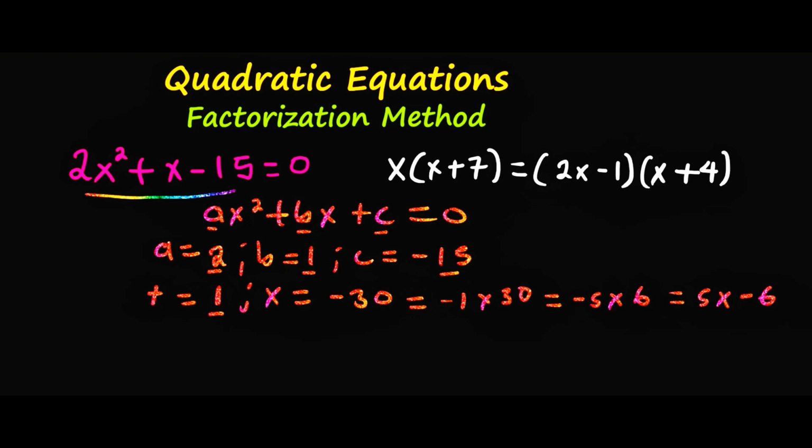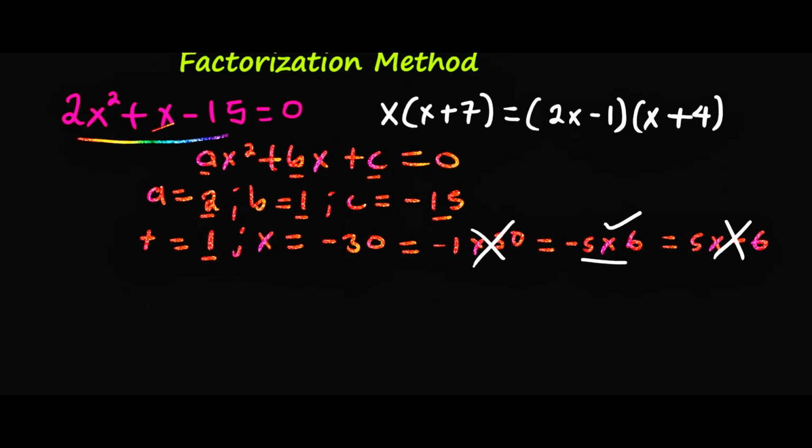So you try looking at the first one, negative 1 times 30. It does not give a sum of 1. You look at negative 5 times 6. You add the two. It gives you a sum of 1. 5 times negative 6 does not. So we go with the one that gives a sum of 1. What we do with this is we split b into these two numbers. Our b is 1, so we split b into those two numbers. Let us do that.